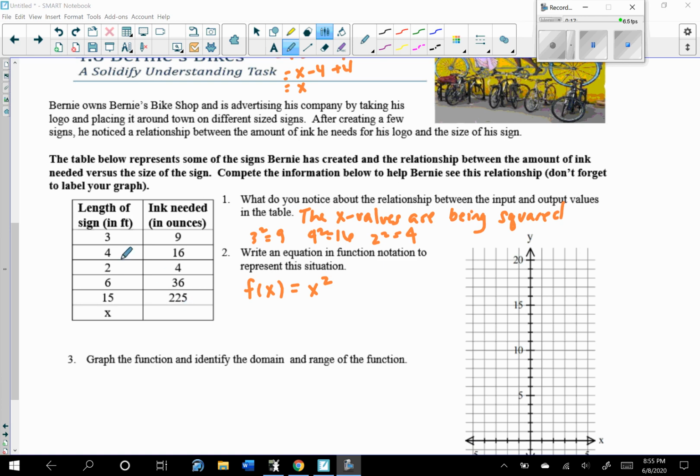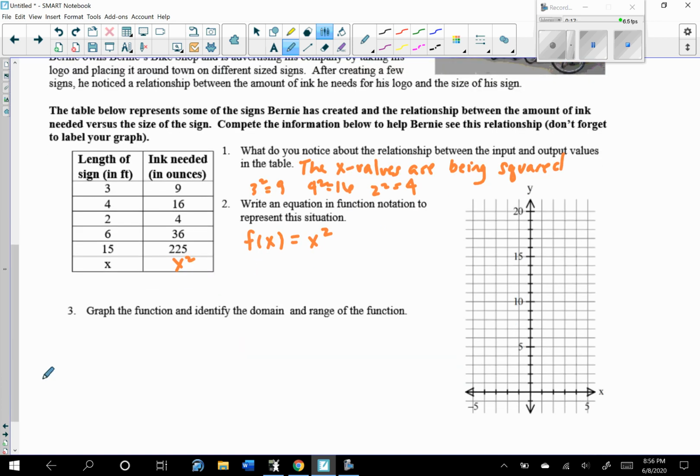So it says for this table, we're going to have x squared here. So for question 3, it says graph the function, identify the domain and range of the function. So if we graph this table, so if we think about it, if we have no sign, then we don't need any ink, so we can start it here at 0, 0. If we have, this is 1, 1 squared is 1, 2 squared is 4, 3 squared is 9, 4 squared is 16.